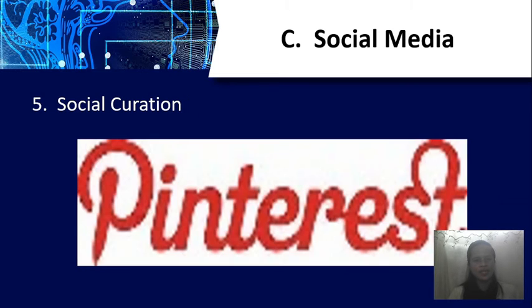Next is social curation. The best example for this is Pinterest. You are familiar with it, especially when you look for pictures on the internet. Pinterest is a social curation website for sharing and categorizing images found online.